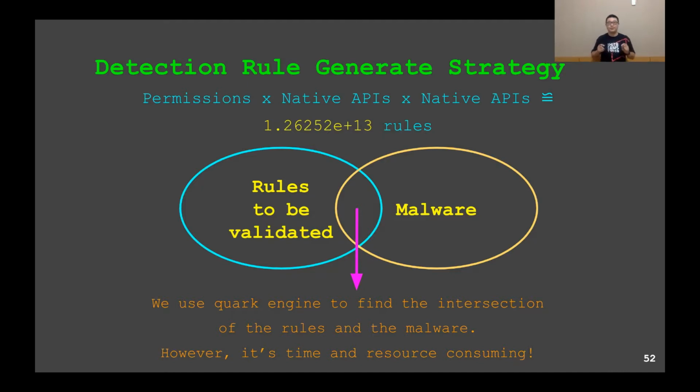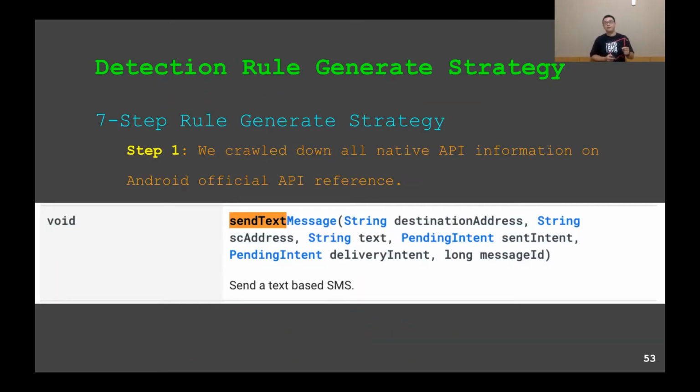However, this is not a good way to generate detection rules because it's very obvious. It's time and resource consuming. So, we developed a 7-step rule generate strategy. In step 1, we crawl down all native API information on the Android official API reference. For example, this is the native API information of send text message. You can see the input parameter, the return value, and the description of this API. We crawl all of them down into our computers.